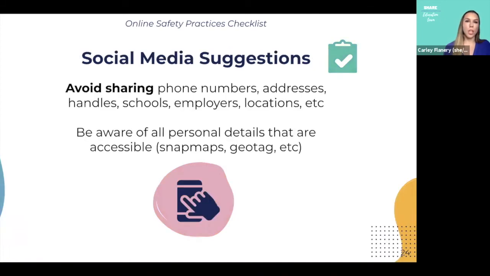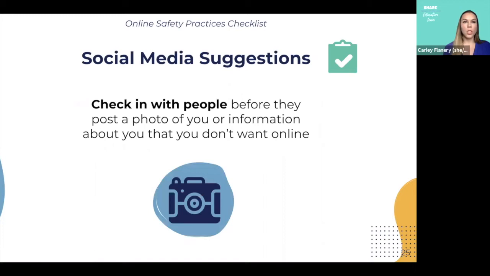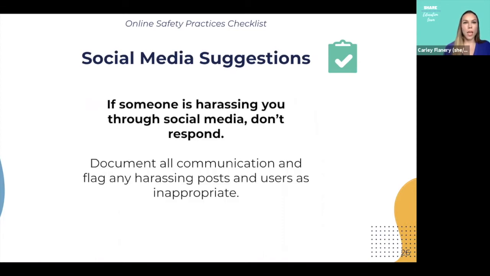Some social media suggestions are to avoid sharing phone numbers, addresses, handles, schools, employers, locations, etc., and to just be aware of any personal details that you provide online. For example, on Snap Maps, geotags, etc. Check in with people before they post a photo of you or information about you that you don't want online. And don't respond if somebody is harassing you online. Instead, document the communication, flag posts, and report the harassing users.